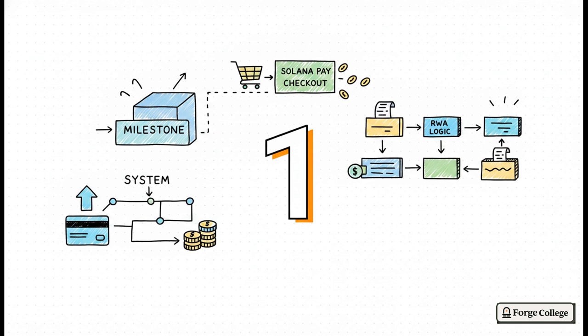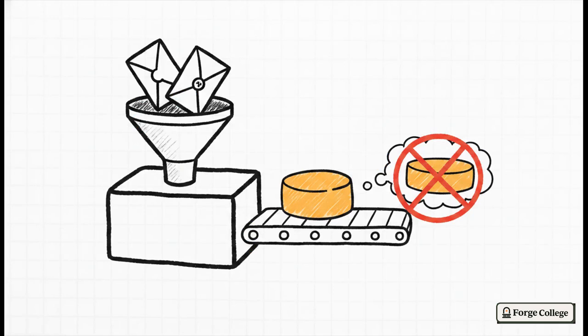By getting that Solana Pay checkout working first, you can immediately start piping real transaction data through your system. That makes testing all the complex, downstream real-world asset logic vastly easier, because you're dealing with live, verified payment states right out of the gate. Here's a quick pro tip from Milestone 4.